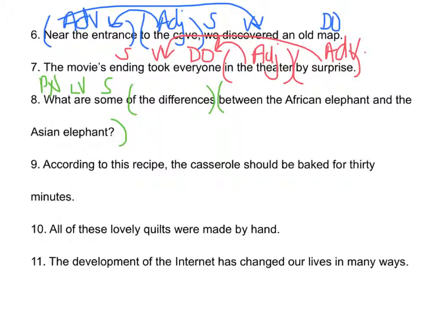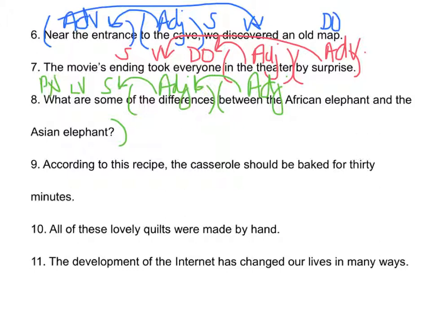Of the differences modifies which word? Are of the differences, some of the differences. Some is what it modifies. Some is a pronoun, making this an adjective phrase. Between the African elephant and the Asian elephant modifies differences. It's the differences between the two. Differences is a noun. This is also an adjective phrase.